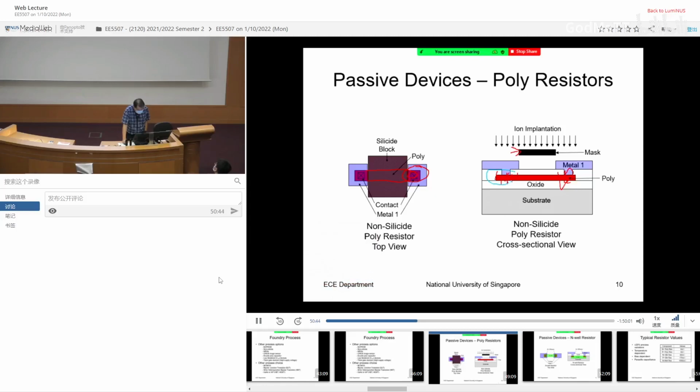So only this side will get low resistance, but this portion underneath it will get high resistance because it is being blocked, no implantation. But you need to make a contact to form a resistor. So you make a window opening here, and then you deposit the metal, and then you will form the contact.